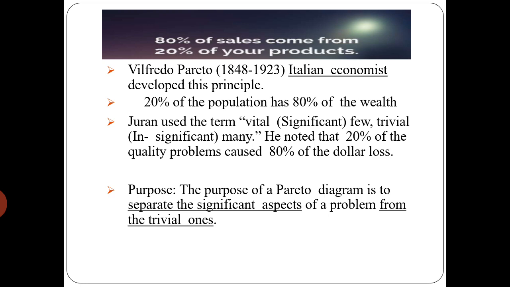Vital means important. There are very few important people or data, and there are many insignificant data. So to know who are contributing more, we need to use the Pareto chart. And Juran noted that 20 percentage of the quality problems caused 80 percentage of the dollar loss. The purpose of a Pareto diagram is to separate the significant aspects of a problem from the trivial ones. Trivial means the insignificant ones.